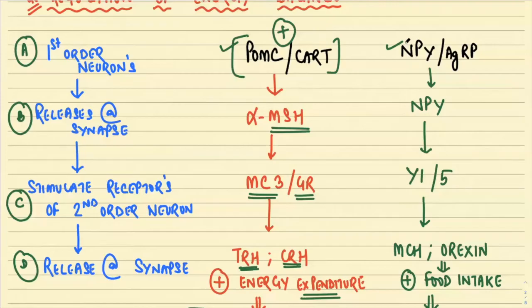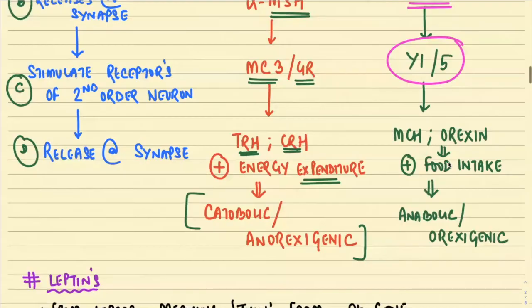It will be completely opposite to the first group. If someone is stimulating the NPY-AGRP group of neurons, they are going to release NPY at the synapse, that is going to act on your classical Y1 or Y5 receptors, that is going to release your melanin concentrating hormone and orexin that is going to stimulate the food intake. So finally, this pathway is anabolic, which is going to build up the body, and they are going to stimulate the food intake and increase the appetite. So they are called orexigenic.